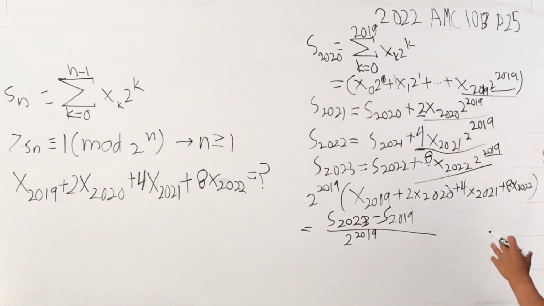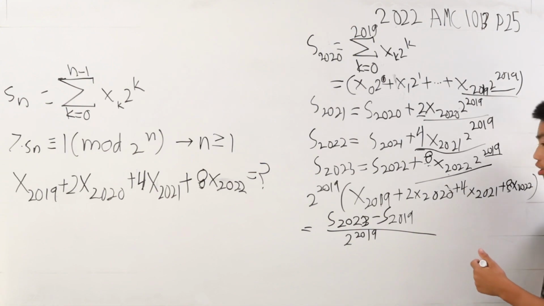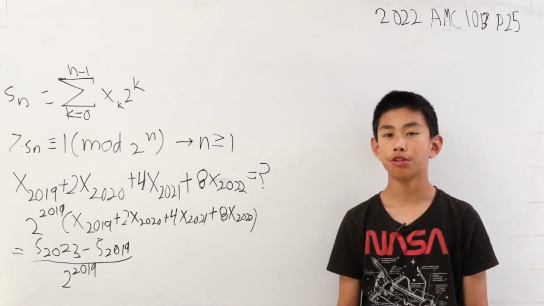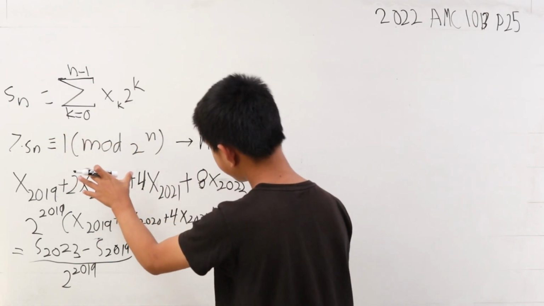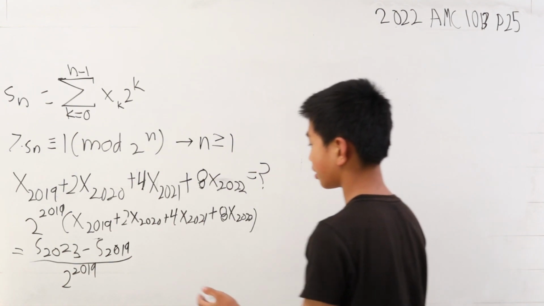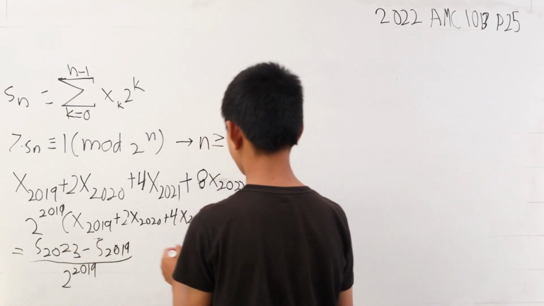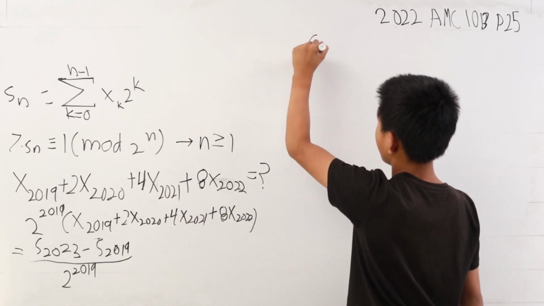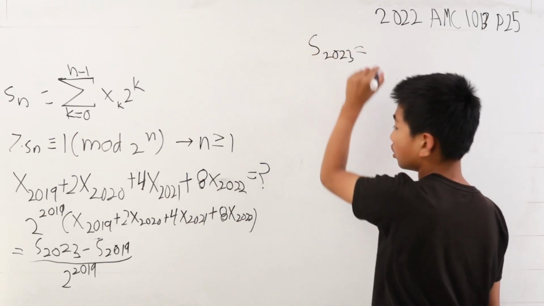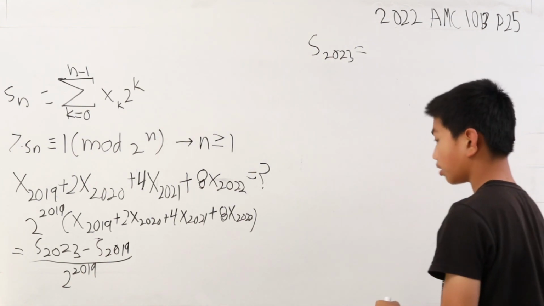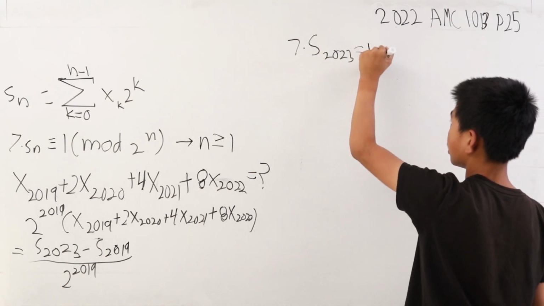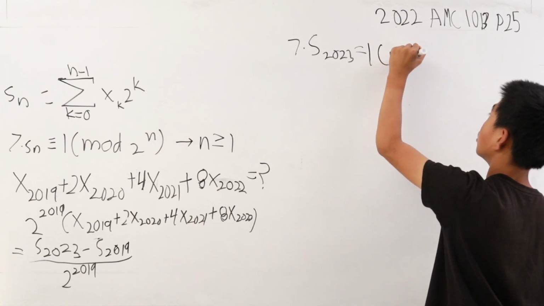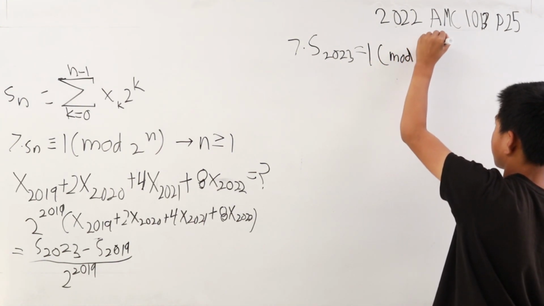We successfully transformed our answer into something that looks a lot simpler. There's one thing we have to realize here. We've left this second thing untouched. Now, what are our values here? S of 2023 and S of 2019. Let's start with S of 2023. We just plug it in here. Well, we have to multiply by 7, and then this is 1 mod 2 to the power of 2023.